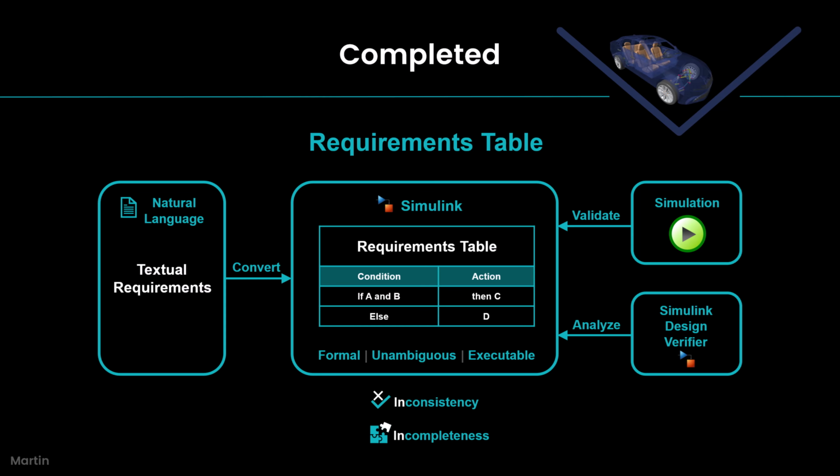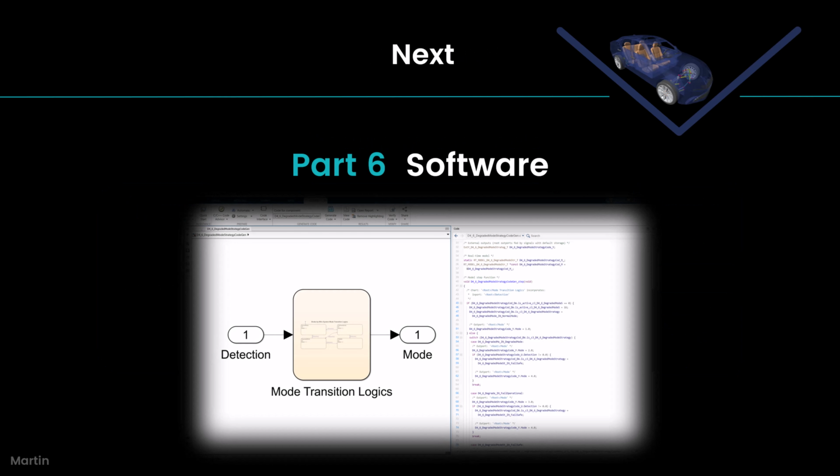We have now completed our coverage of the requirements table and its role in executable specifications. In the next session, we'll explore Part 6, Product Development at the Software Level. I look forward to your participation.